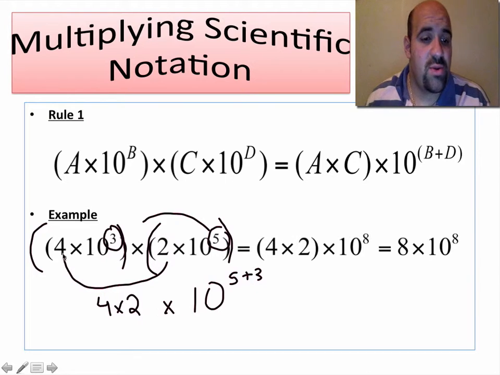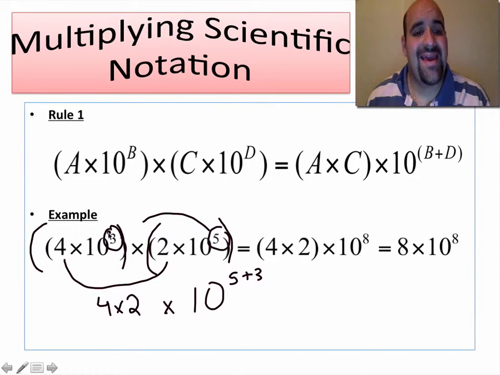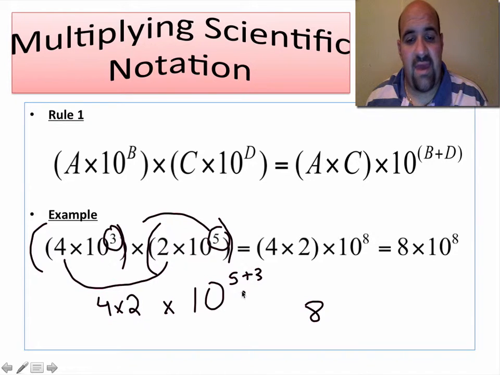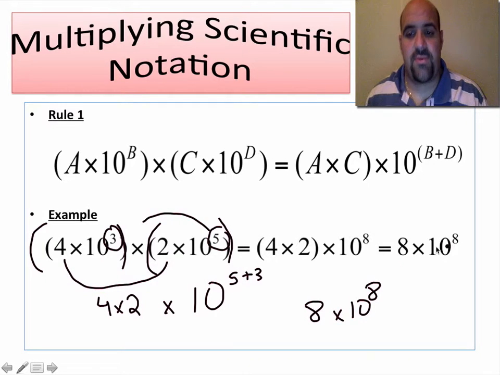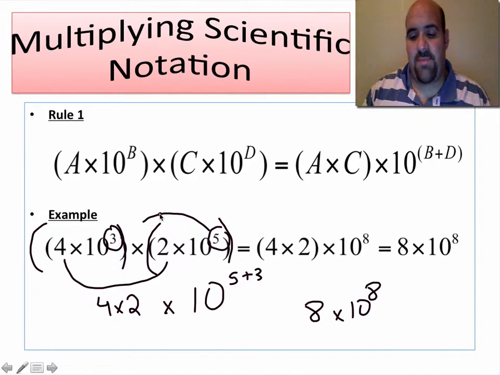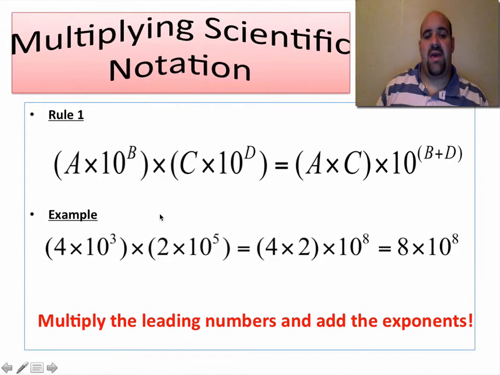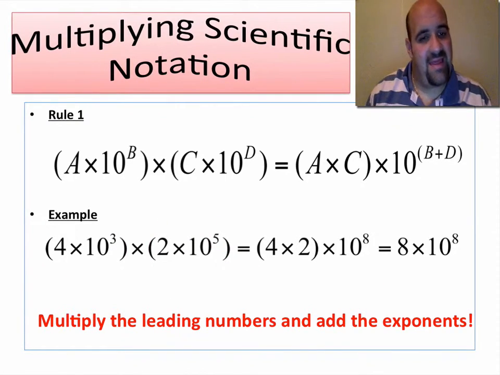And that's all you really do: you multiply the leading numbers, add the exponents. 4 times 2 is 8, and 5 plus 3 is also 8. 8 times 10 to the 8th. So that's what they did here. All you do is take the leading numbers, multiply them together, and add the exponents. It is as simple as that. We multiply the leading numbers and add the exponents. Let's do 2 examples. Make sure we got it.